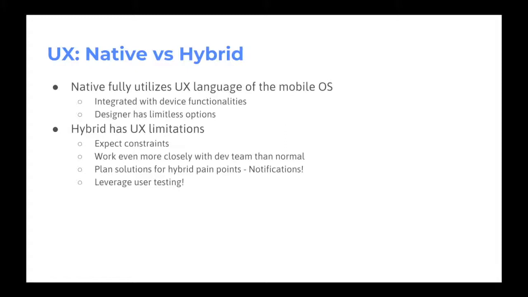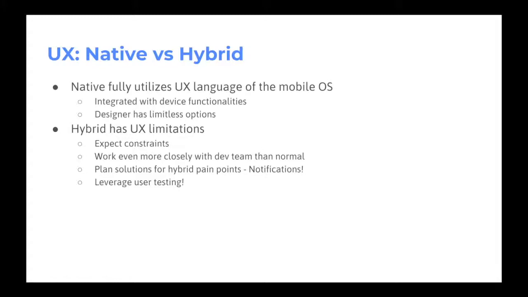When you look at UX, native apps versus hybrid apps, native apps are generally a little better because they fully utilize the UX language of the mobile OS. They're integrated with device functionalities, so they can do certain things really well, such as notifications, and those types of things. They're integrated with the camera really well. The designer has limitless options because of that. So there are really no barriers when you design a native app.